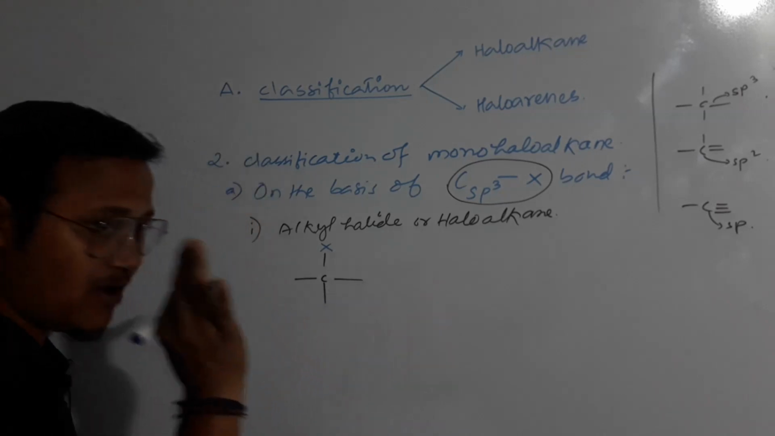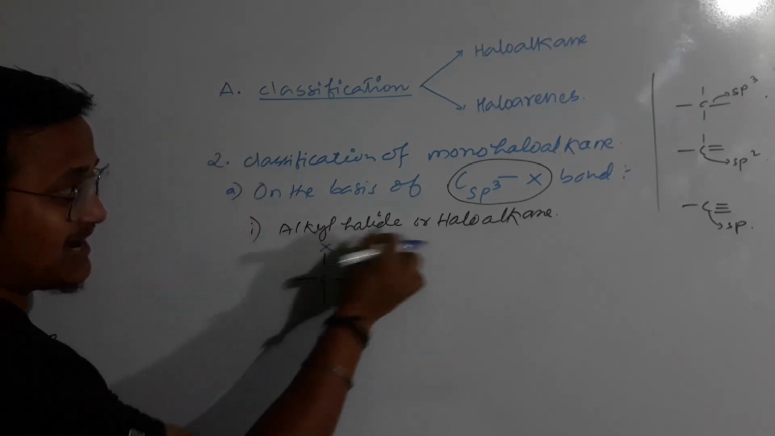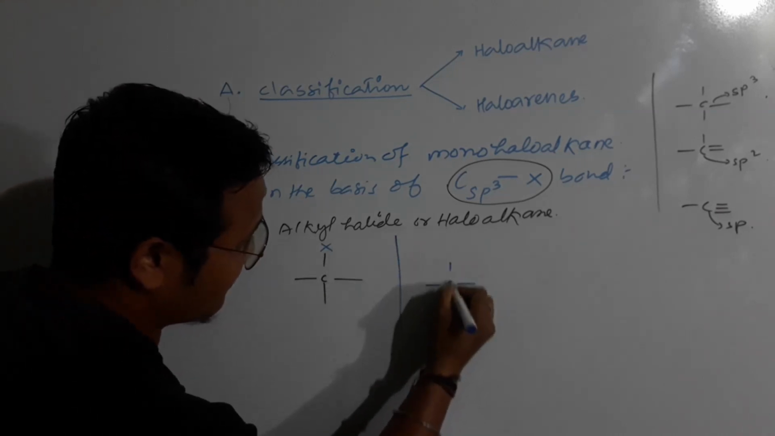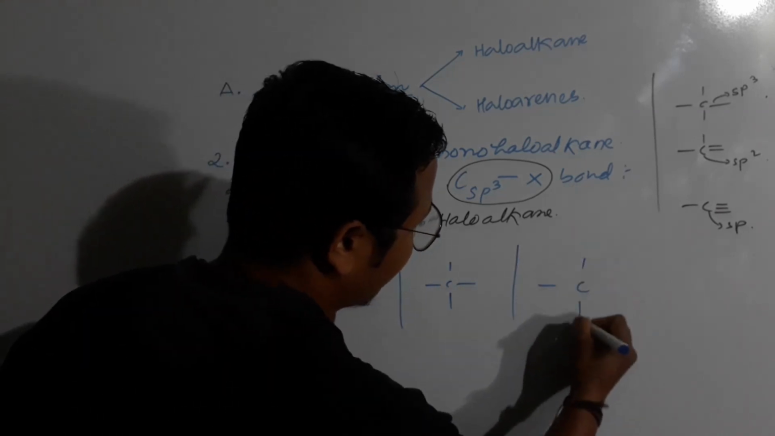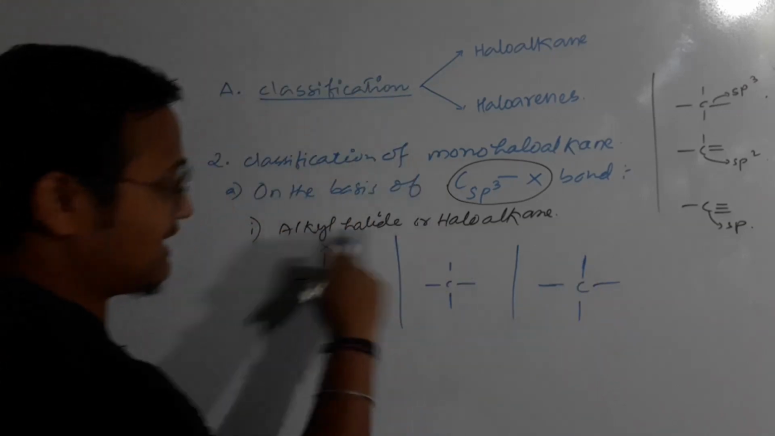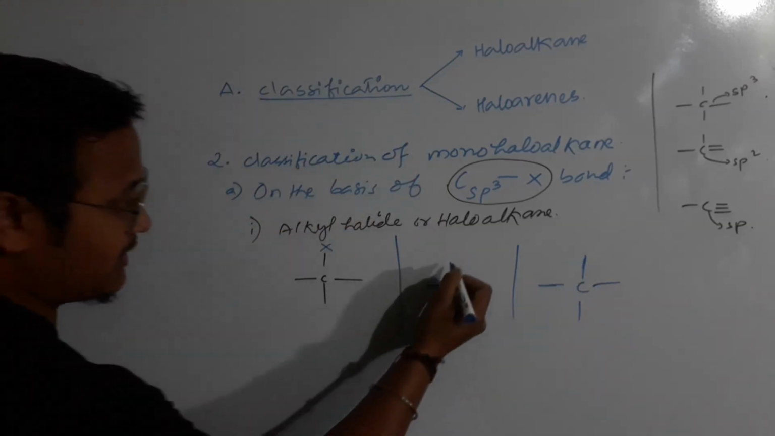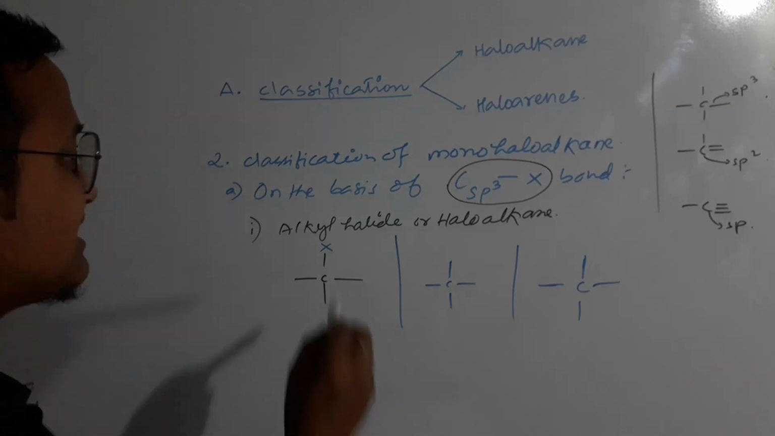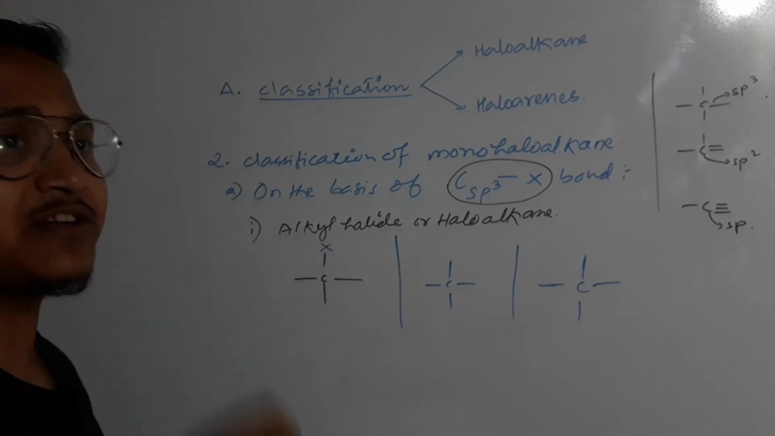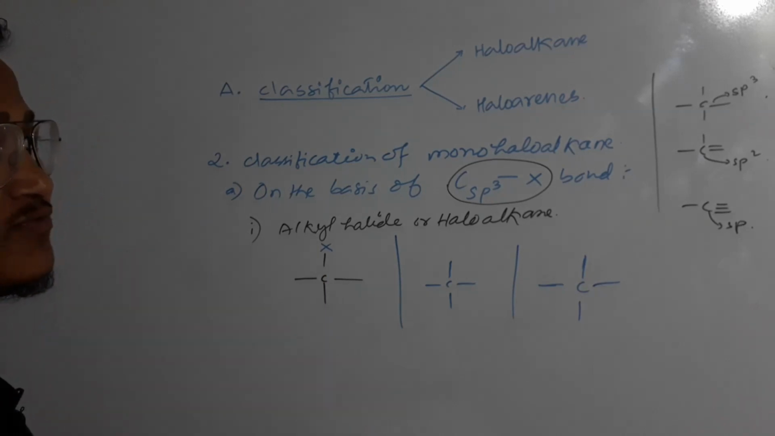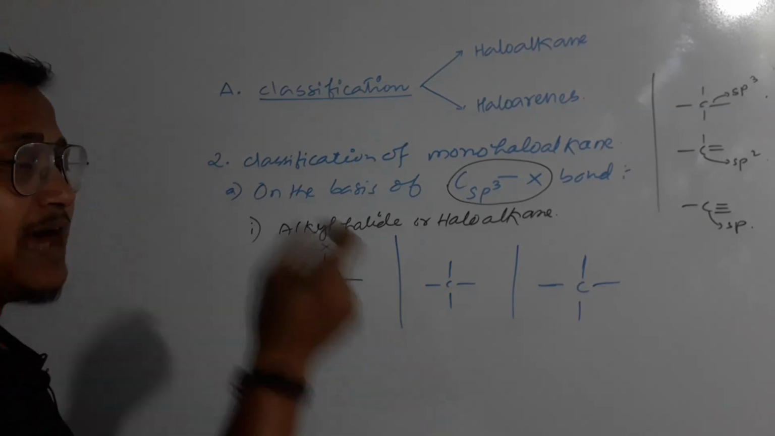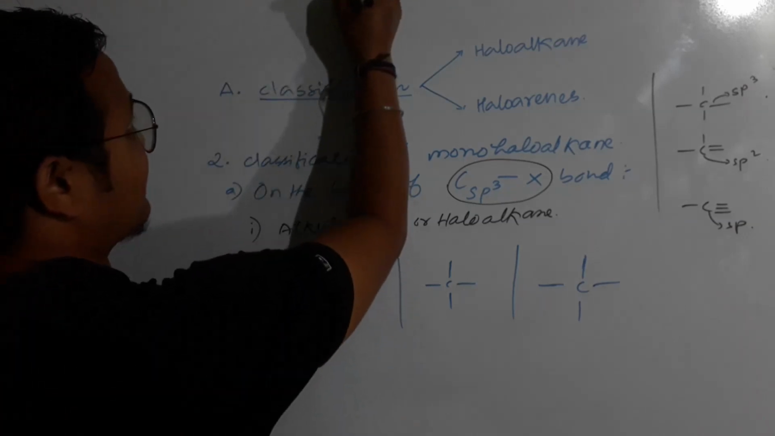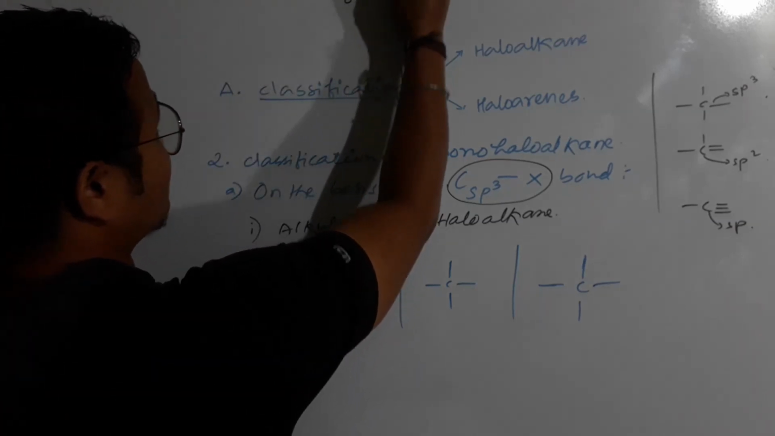Now the interesting thing is that this alkyl halide can be classified as 1 degree, 2 degree, or 3 degree alkyl halide. Now let me tell you, this halogen is acting as a functional group. And what we know, the carbon atom where the functional group is present is known as what?